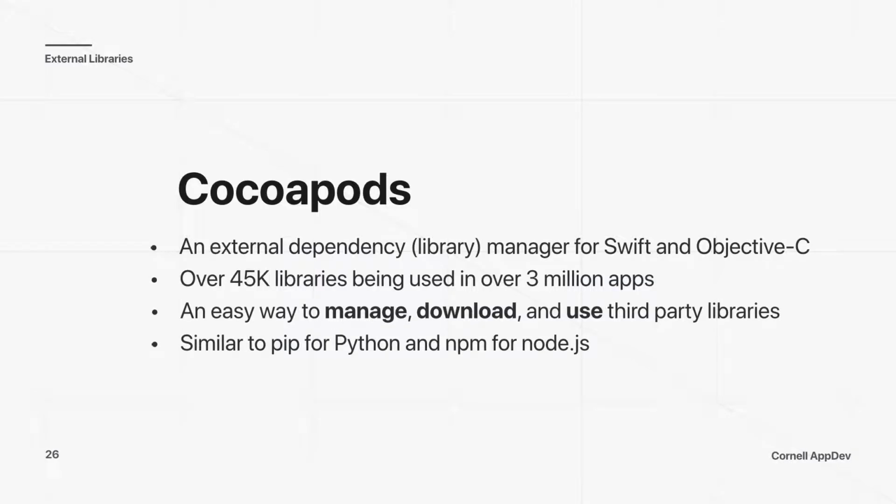And then the way that we use libraries in Swift is using Cocoapods. So Cocoapods is an external dependency or external library manager for Swift and Objective-C. And there's tons and tons of libraries put on Cocoapods that people use all over the world. And it just provides us with an easy way to manage, download, and use third-party libraries. And if you've coded in Python or Node before, this is very similar to pip or npm in both of those languages.